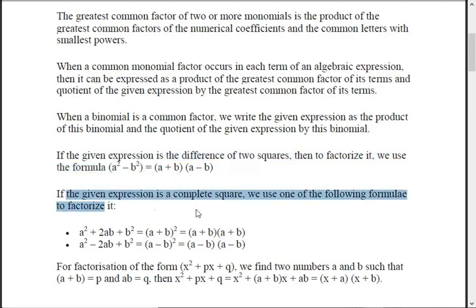If the given expression is a complete square, we use the following formula. Complete square means what? A plus b the whole square. See this. A plus b the whole square. So if this is a complete square, then we use this formula. A square plus 2ab plus b square equals to a plus b the whole square. Right? Now whole square means what? A plus b into a plus b. Now similarly for other, a square minus 2ab plus b square equals to a minus b the whole square. That is a minus b into a minus b. Okay? Remember these three formulas, 1, 2 and 3.